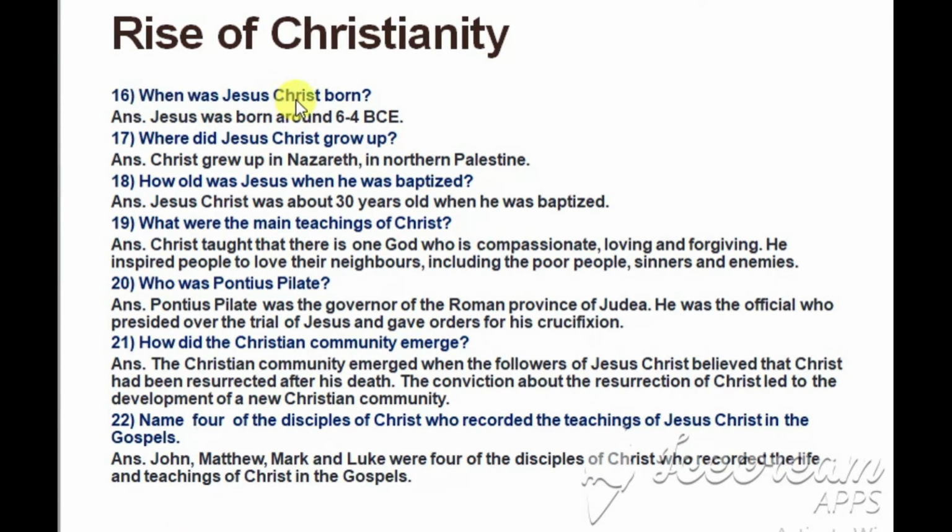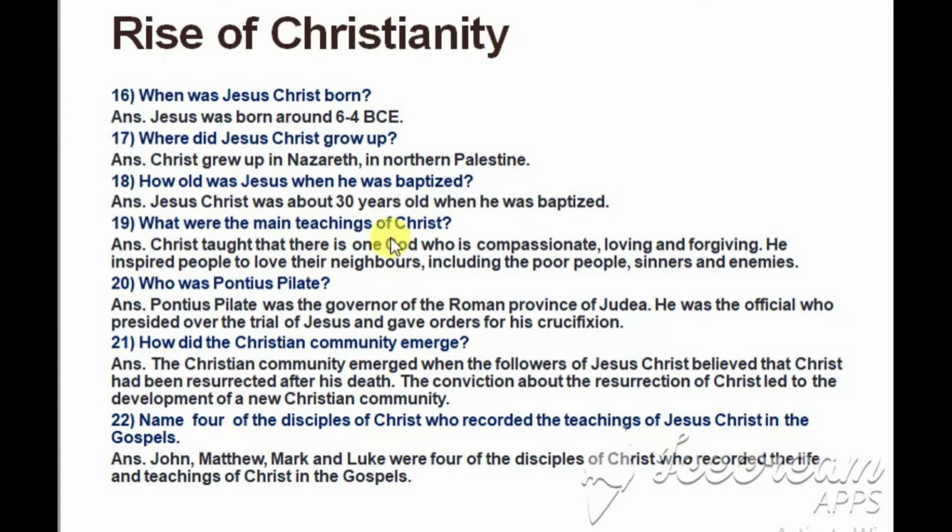When was Jesus Christ born? Jesus was born around 6 to 4 BCE. Where did Jesus Christ grow up? Christ grew up in Nazareth in northern Palestine. How old was Jesus when he was baptized? Jesus Christ was around 30 years old when he was baptized.